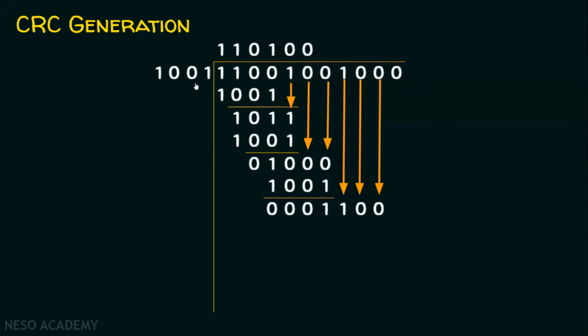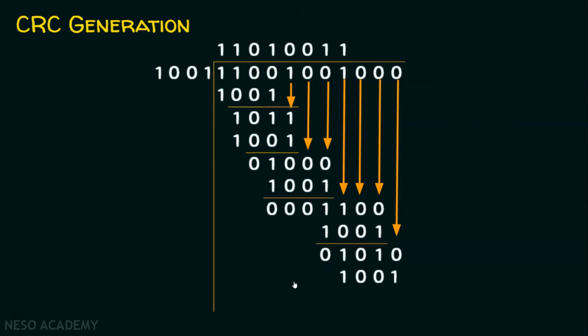So 1 0 0 1 1 times is 1 0 0 1. When we perform the division, this becomes 0 and this is 1 0 and 1. And then obviously the next bit will come into picture, and 1 0 0 1 1 times is 1 0 0 1. When we carry out the exclusive OR operation, we'll be getting 0 0 1 1. Let's check it out. 0 0 1 1. Yes, we got the remainder.